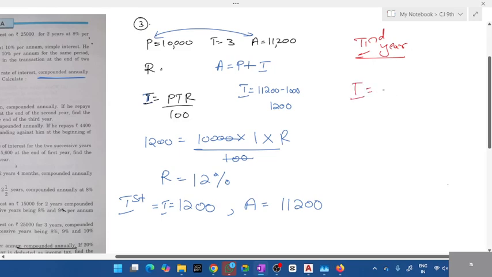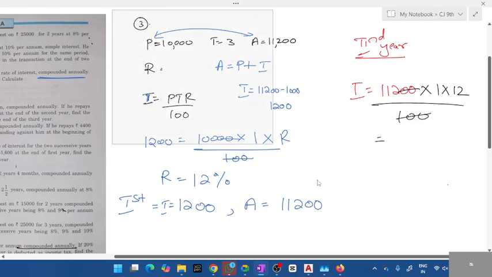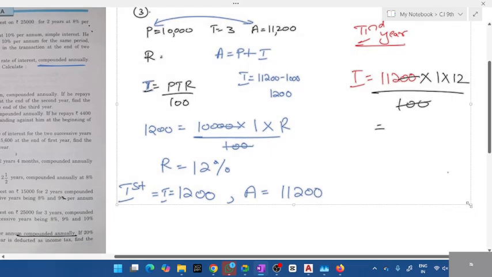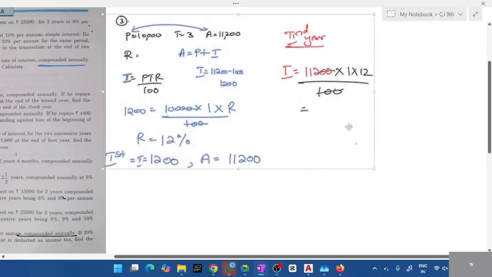Okay, completed. Principal will be 11,200. So be aware of what you're doing, students. When you're writing principal for second year, it will be amount 11,200. Don't take same 10,000 and solve. Into time is 1 into rate we found 12% divided by 100. 112 into 12. What's the answer you got? What was the value you told? Okay, 1,344.